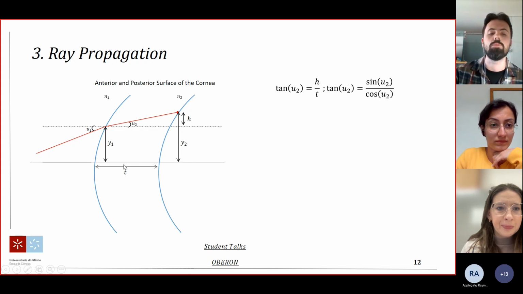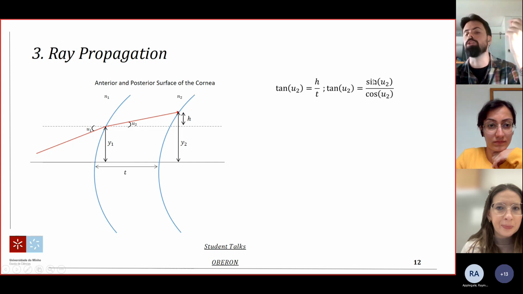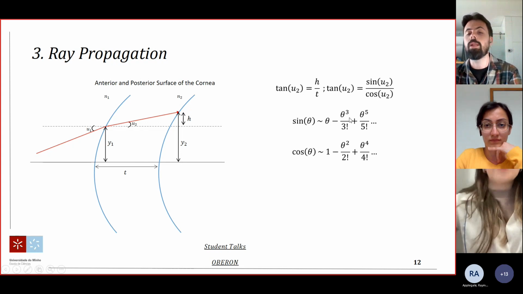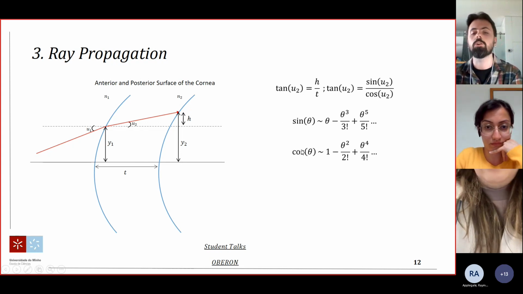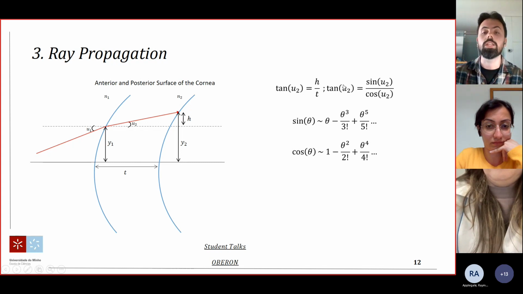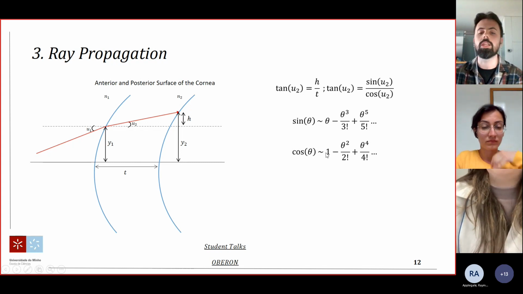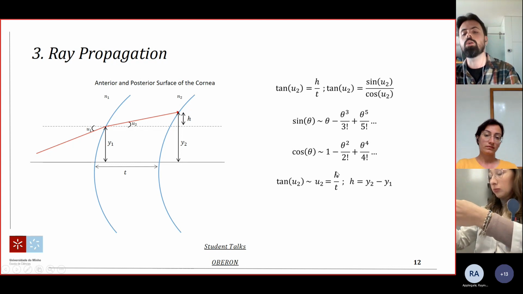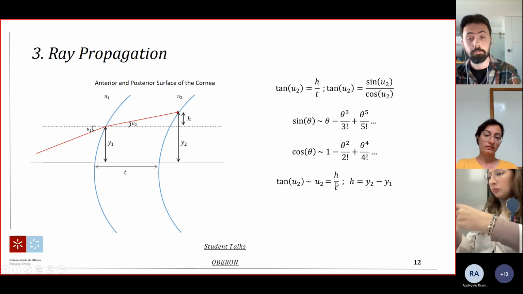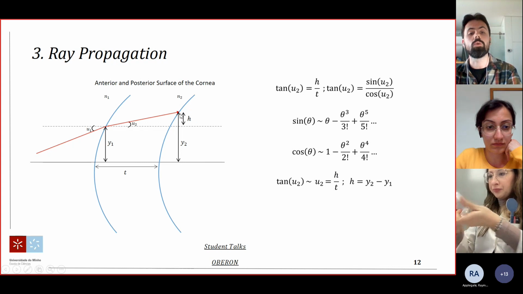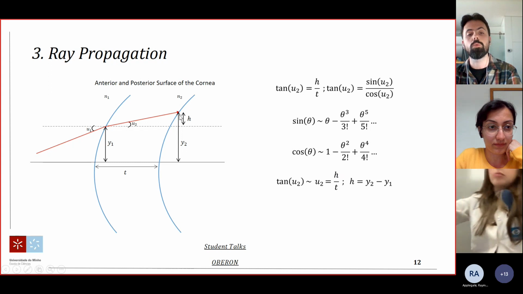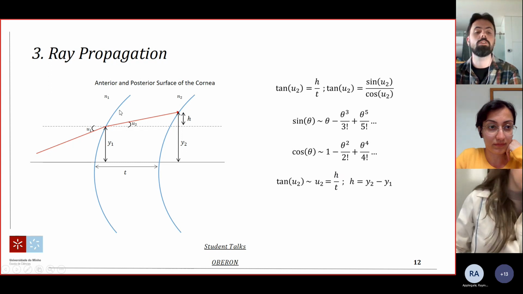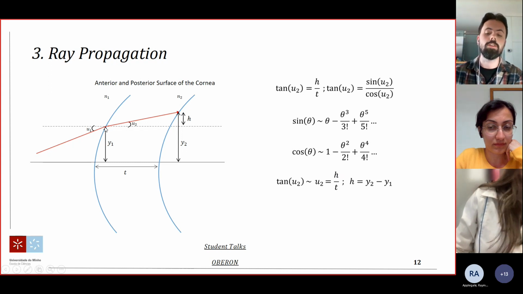T is going to be the distance between both surfaces, and having in mind by trigonometry that the tangent is equal to the sine divided by cosine, if we apply again that we are working in the paraxial region, the sine will be equal to the angle, the cosine equal to 1, so the tangent equal to the angle divided by 1. So the tangent is going to be equal to the angle, equal to this height divided by the distance. This height is going to be equal to the difference between this height that we have here and this one, the one with which we are hitting the second surface minus the one with which we are hitting the first surface.